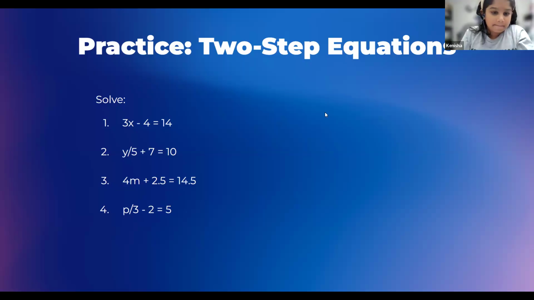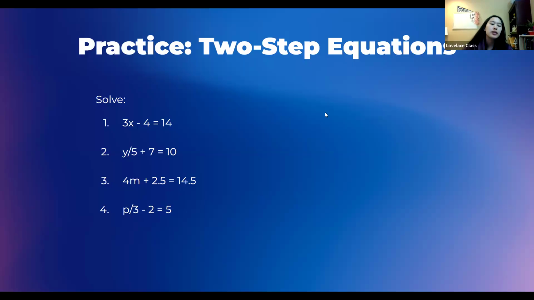Sure. So you subtract 7 from both sides, which you get y over 5 is equal to 17. So then you do 17 times 5 and you get 85. Y is equal to 85.